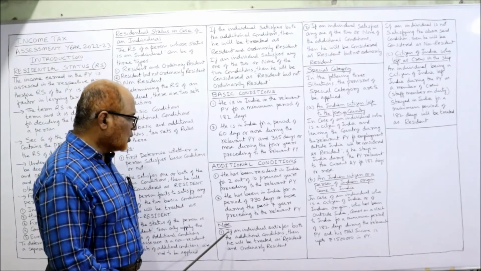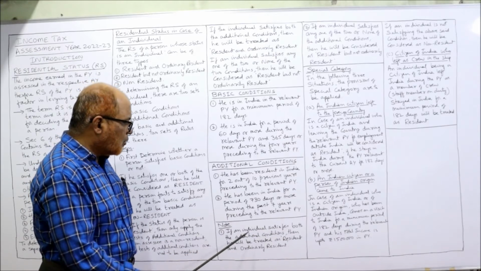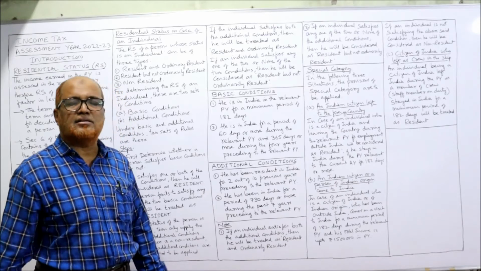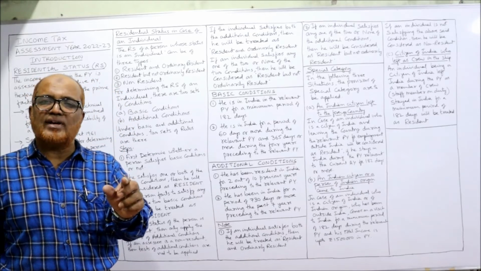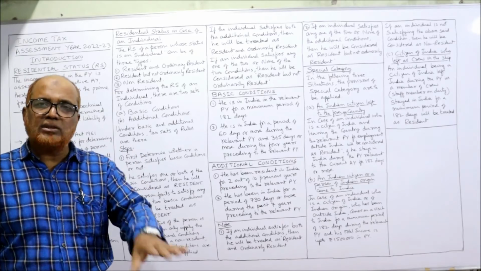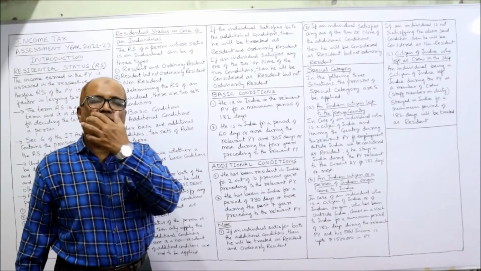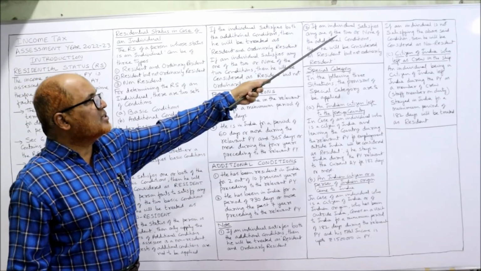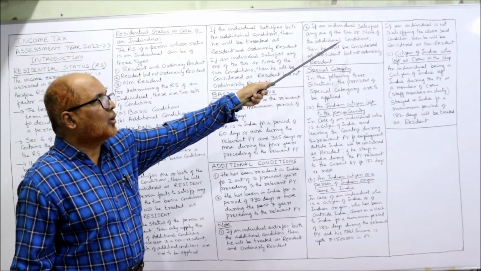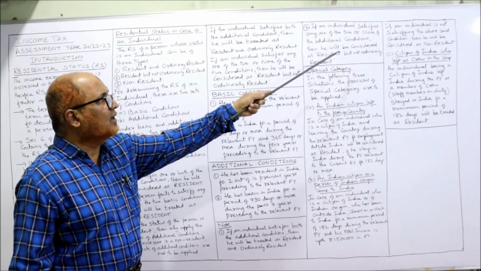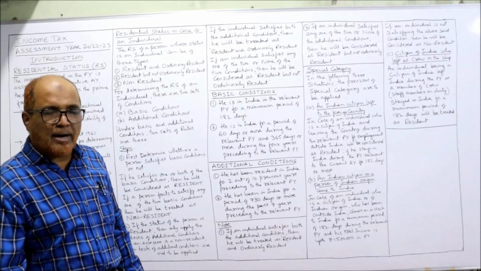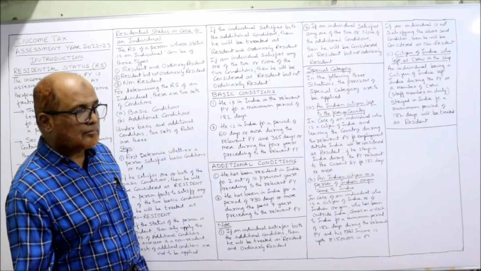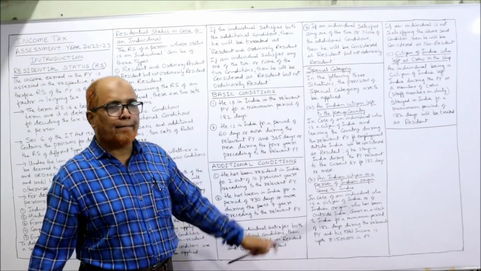Now, note, if an individual satisfies both the additional conditions, then he will be treated as resident and ordinary resident. Only when he satisfies both the additional conditions will he be called resident and ordinary resident. If an individual satisfies any one of the two, or none of the additional conditions, then he will be considered as resident but not ordinary resident. That's it.